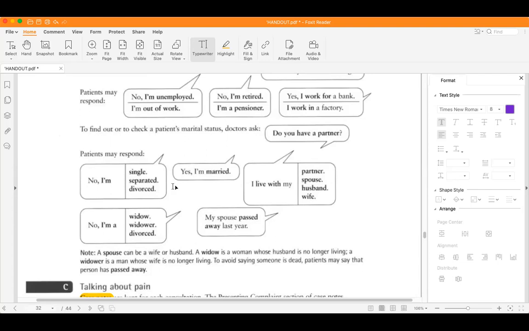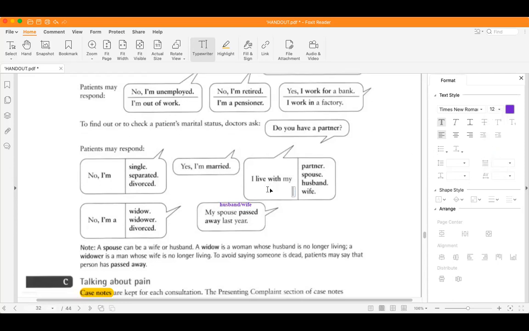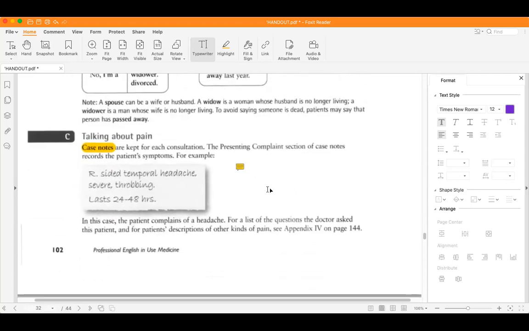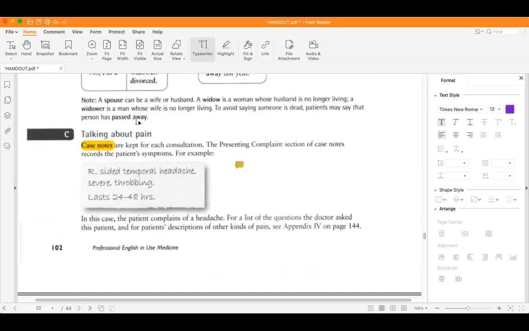My spouse. What is the meaning of spouse? Spouse can refer to a husband or a wife. The word spouse refers to husband or wife. I live with my partner, spouse, husband, or wife, whatever. And of course, pass away means die.